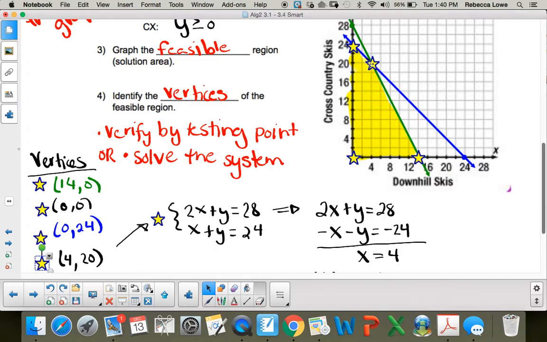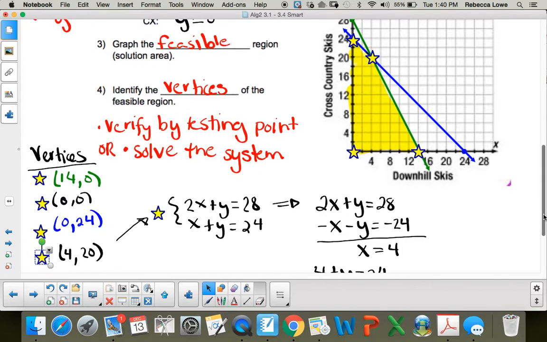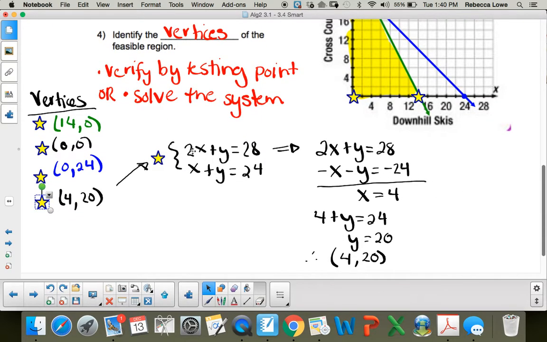And then this one, we suspect it to be 4, 20 if we graphed correctly, but you still need to prove it, and you do that by solving the system of equations. So it's where the blue and the green line cross. I have solved that system of equations using the elimination method. I wrote the fabrication equation and the total labor equation here, and I negated the second one so that I had opposite coefficients, and then I solved for x. I plugged it back in and I got 20. So it is 4, 20, but you still need to prove it.